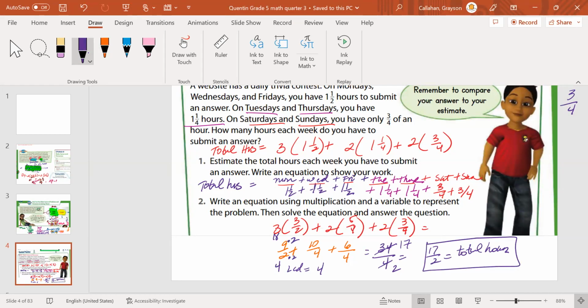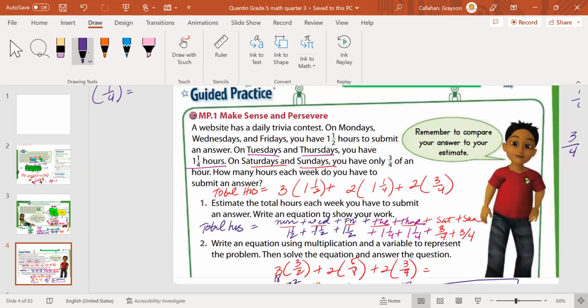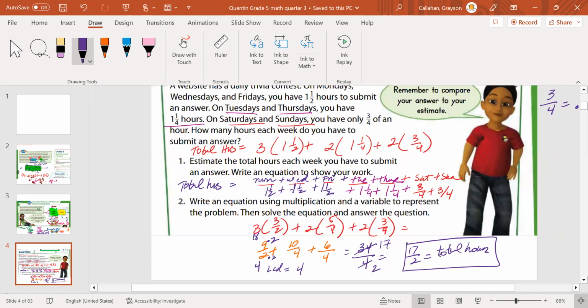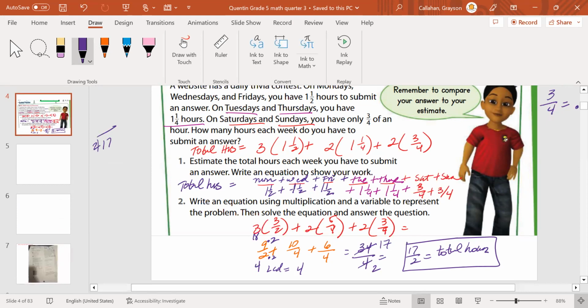This is part A, number 1. Part 2 says write an equation using multiplication variable to represent the problem, then solve the equation and answer the question. So how many hours each week do you have to submit an answer? Your total answer is 17 over 2 hours. But we want 17 divided by 2. We actually want how many hours, right? 17 over 2. So what's 17 divided by 2?